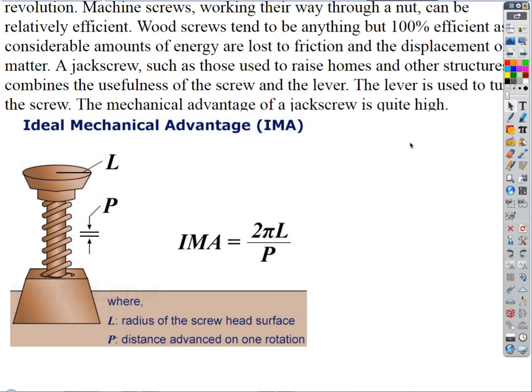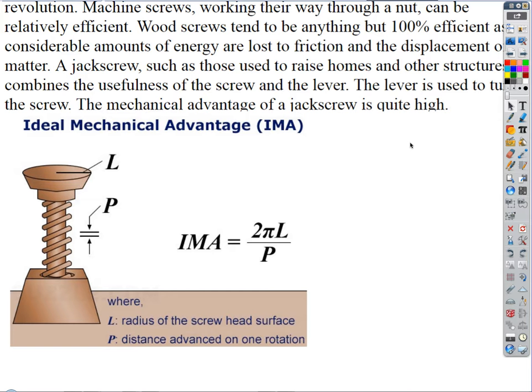It's the number of threads per unit distance. So it's going to be 2 pi L over P, where P is the distance the screw advances with one turn, the distance between threads.